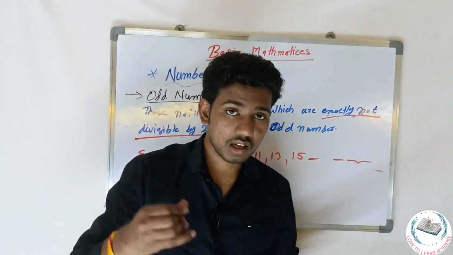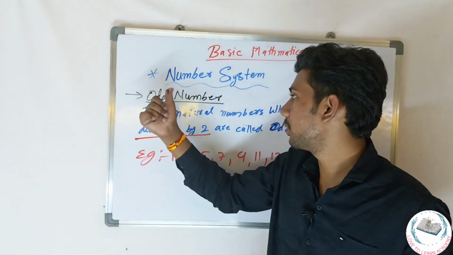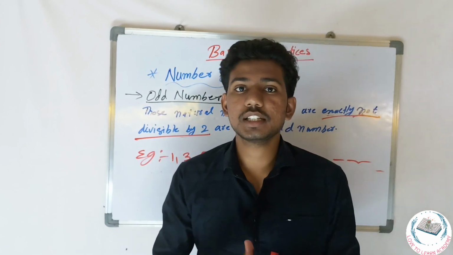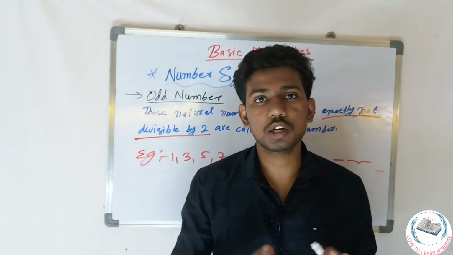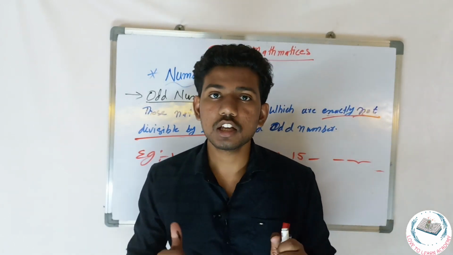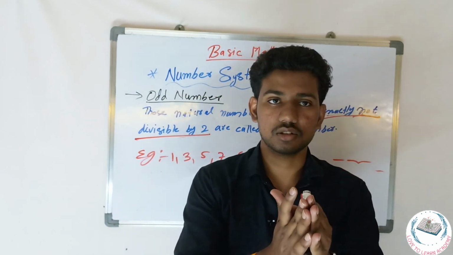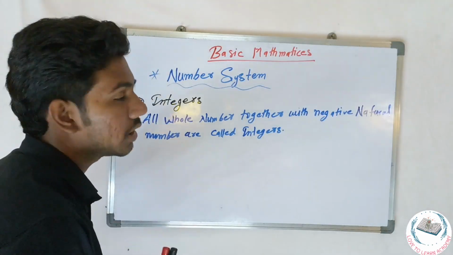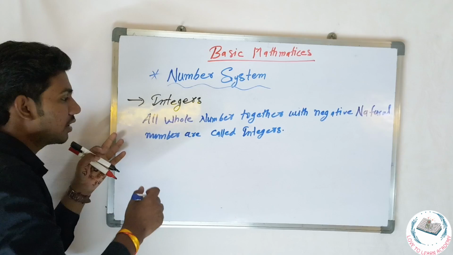So what is the difference between even and odd? An even number is divisible by 2, and an odd number is not divisible by 2. This is the difference. Now let us talk about integers. If I talk about integers, integers is nothing but, you can say, the definition of integer.